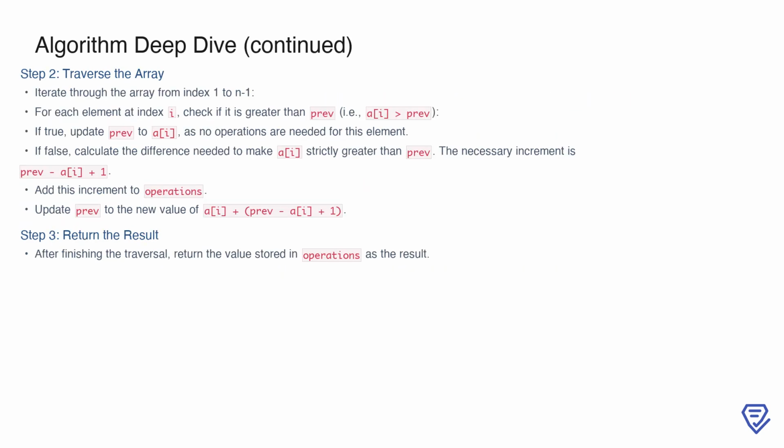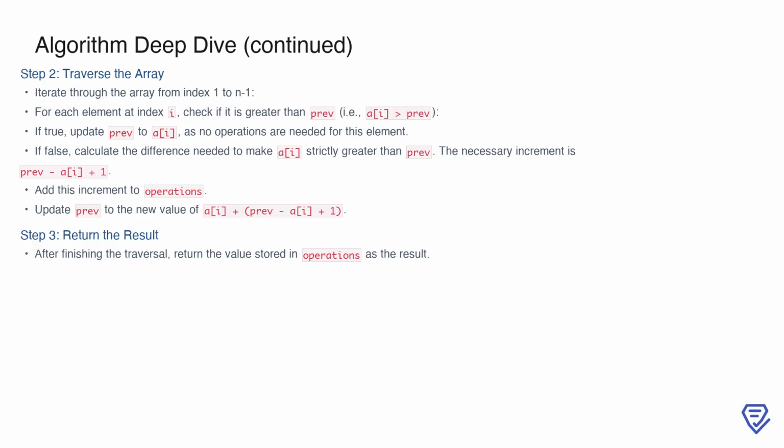Now, we proceed by traversing the array starting from the second element, at index 1. For each element, we check whether it is greater than the value stored in previous. If it is, no adjustments are needed, and we simply update previous to the current element's value.